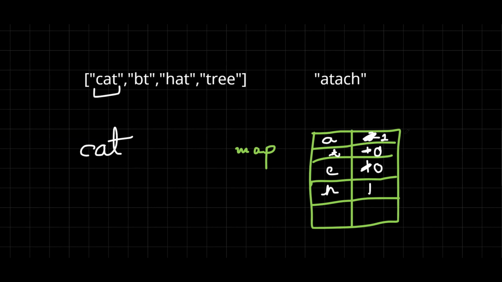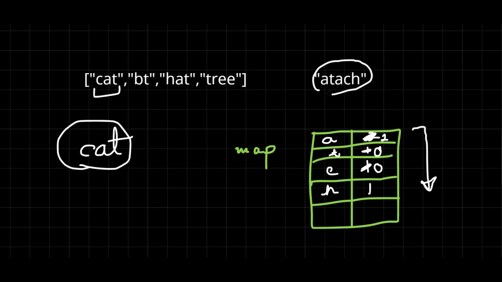Now we have to iterate over all of the entries in the map, and we will check whether we can find any negative element for each of the corresponding characters. So here we can see that the frequency of A is 1, the frequency of T is 0, the frequency of C is 0, and the frequency of H is 1. That means we did not find any negative element till now. So we can conclude that the word cat can be formed using the characters in attach.